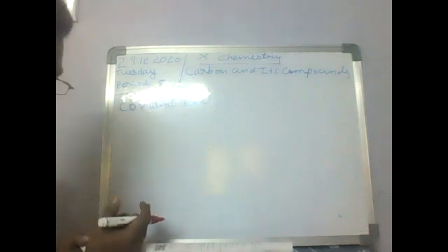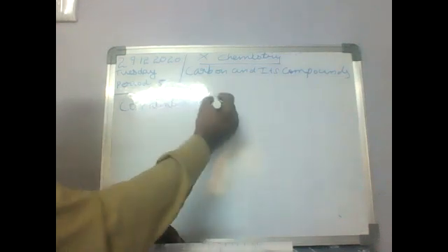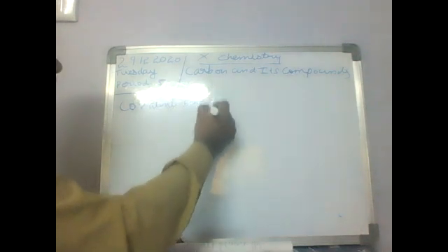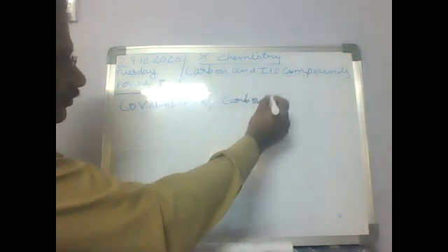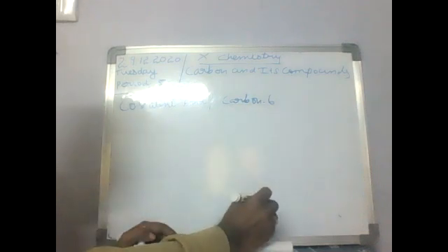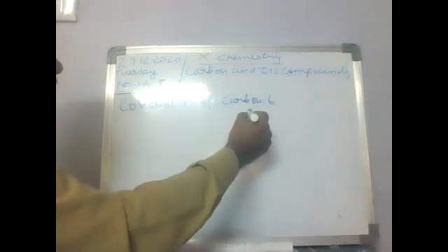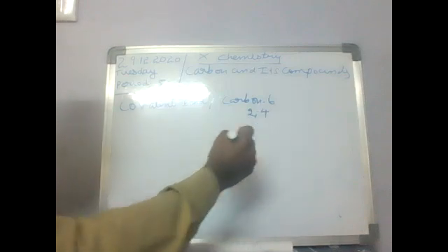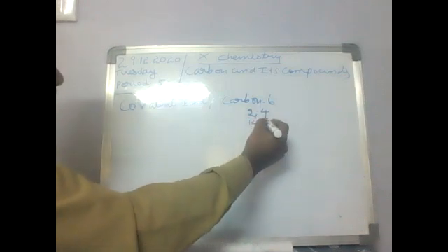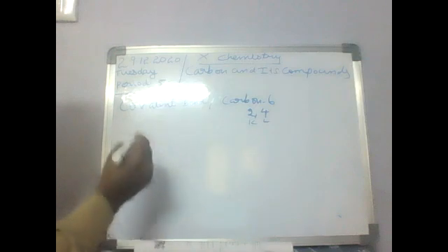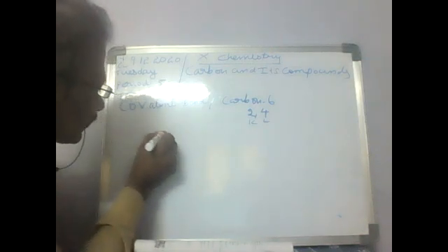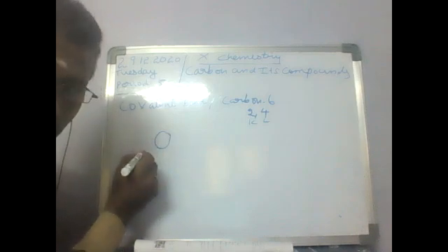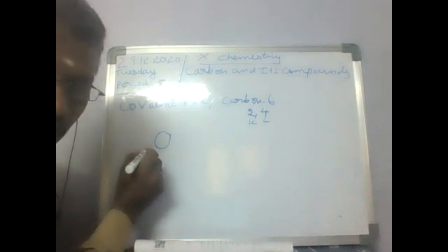What is the atomic number of carbon? The atomic number of carbon is 6. So how can you write the electronic configuration? Here we write 2, 4: K shell 2 and L shell 4. So we can draw an electronic configuration diagram like this.